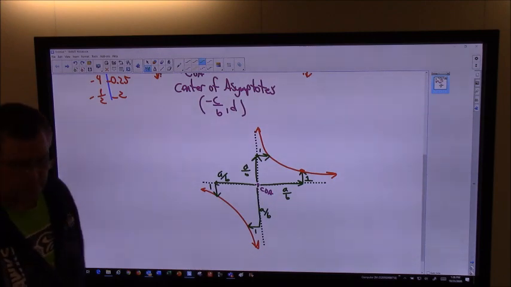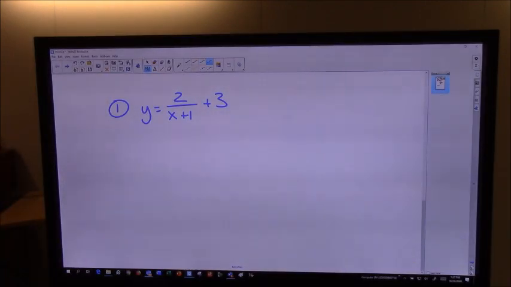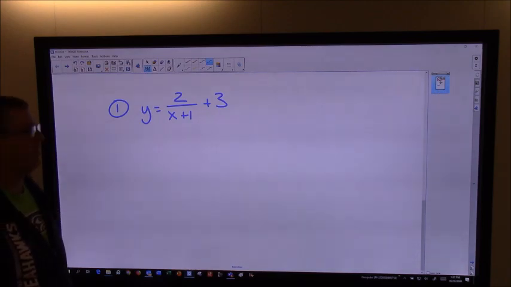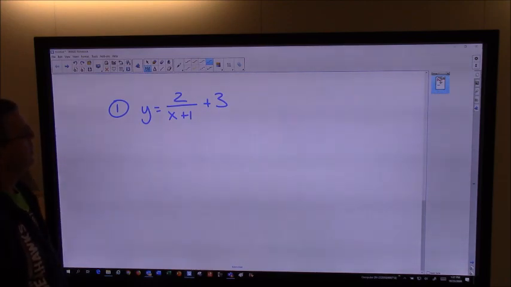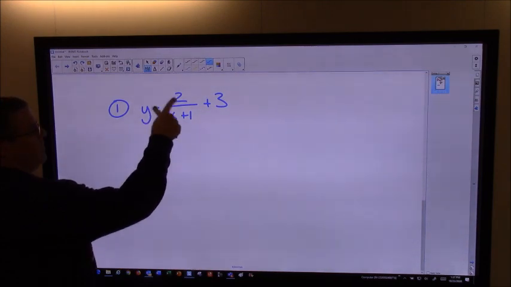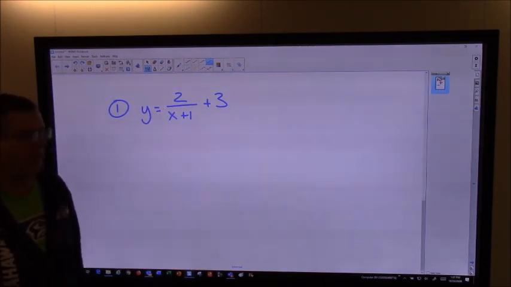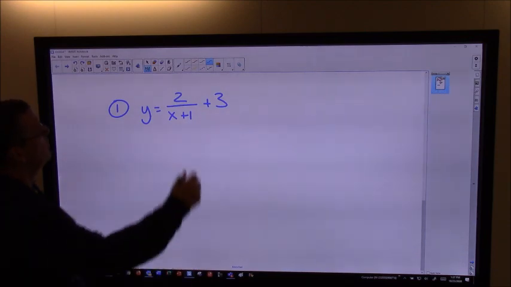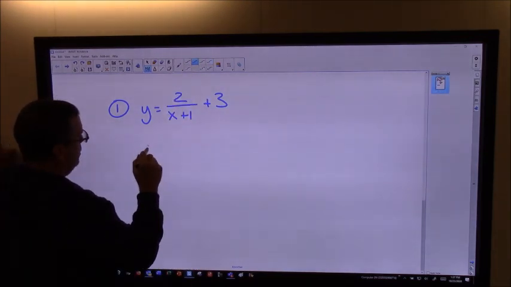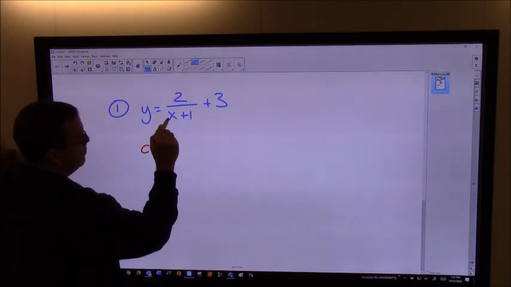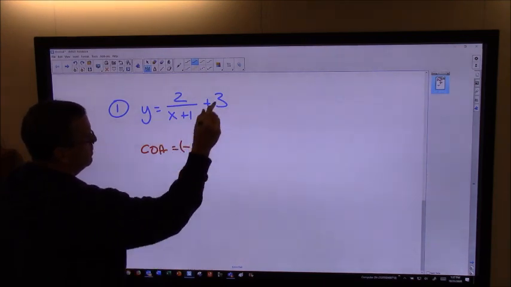All right, let's do an example. We'll do one of these together so we can see how it works, and I'll give you guys a couple to try. So when I look at this, the moment I see that fraction, I know this is a rational function, and I've got these two curves with the asymptotes. So where is the center of the asymptotes? That's at negative c over b, so that'd be a negative 1, comma 3.